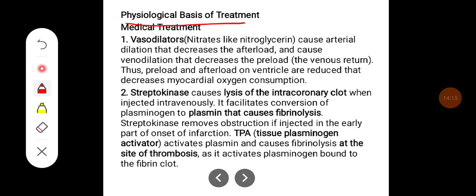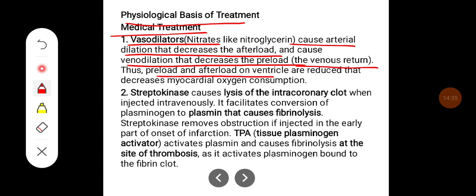Then the basis for the treatment of coronary artery disease: medical treatment. Most of the time vasodilators are used, which cause arterial dilatation that decreases the afterload, and cause venodilatation that decreases the preload, that is venous return. Thus preload and afterload on the ventricle are reduced, which decreases the myocardial oxygen consumption.